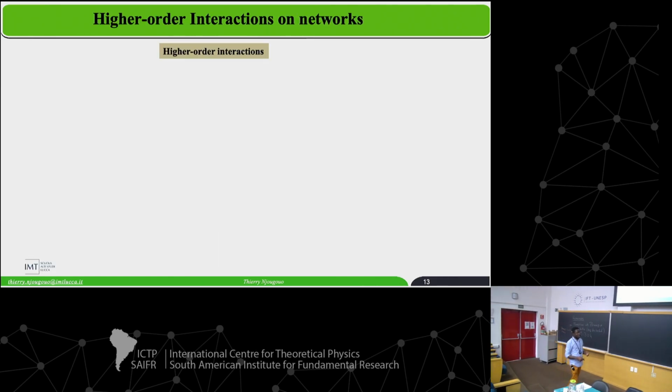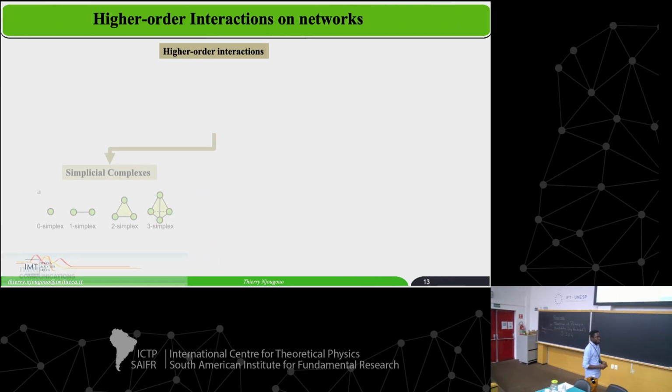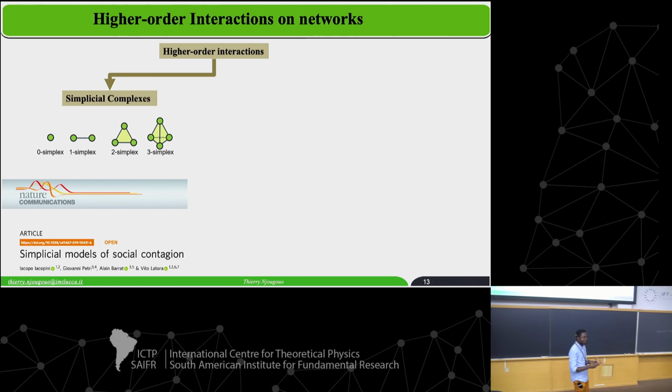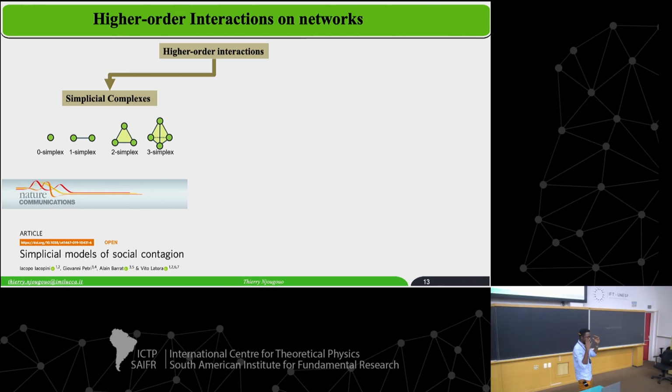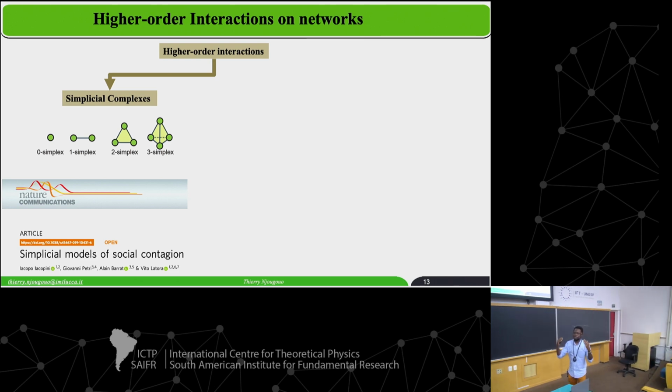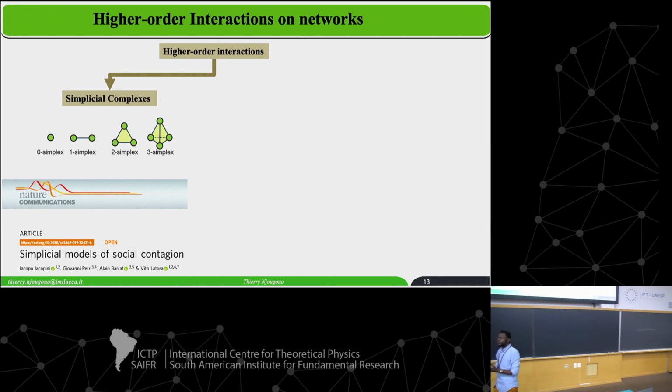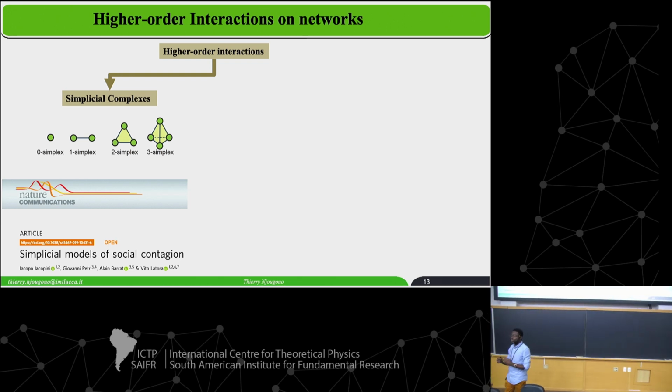And then, let's switch to the higher order interaction. Why higher order interaction? During this week, we have had a lot of presentations about brain or synchronization. In most of these presentations, they use pairwise interaction. But I have one question. In a real scenario, do you think that interaction is really pairwise?